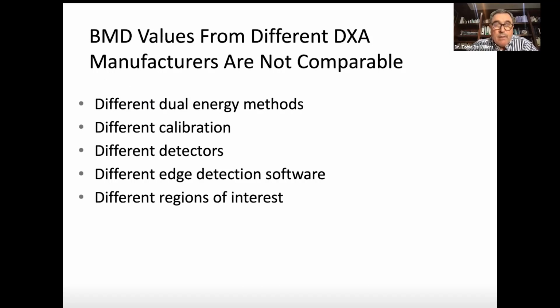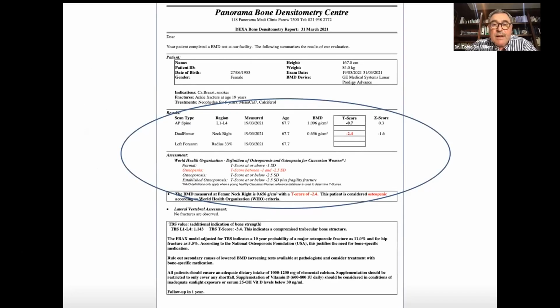You should also know on what machine it was done, as the different manufacturers use different machines. And it's not possible to just compare the raw data of one manufacturer to another manufacturer. There is a way of correcting for that in some of the software, but even that is second best. So your best bet is to stick to one center, one machine, and one operator, especially if you're going to use serial measurements.